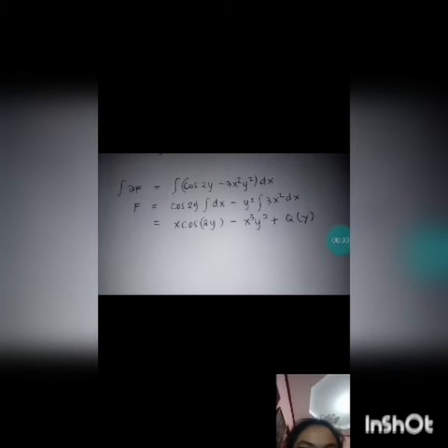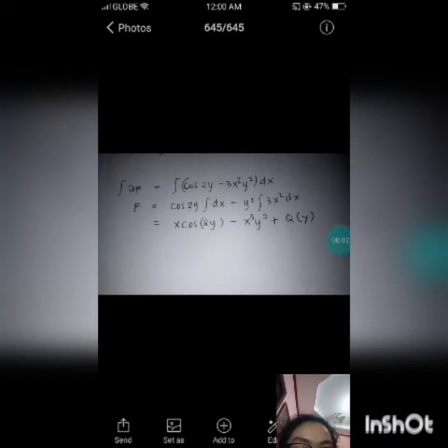It is qy because qy is a constant, meaning qy is a constant. So if you derive x cos 2y minus x cubed y squared, it goes back to its original form, cos 2y minus 3x squared y squared.